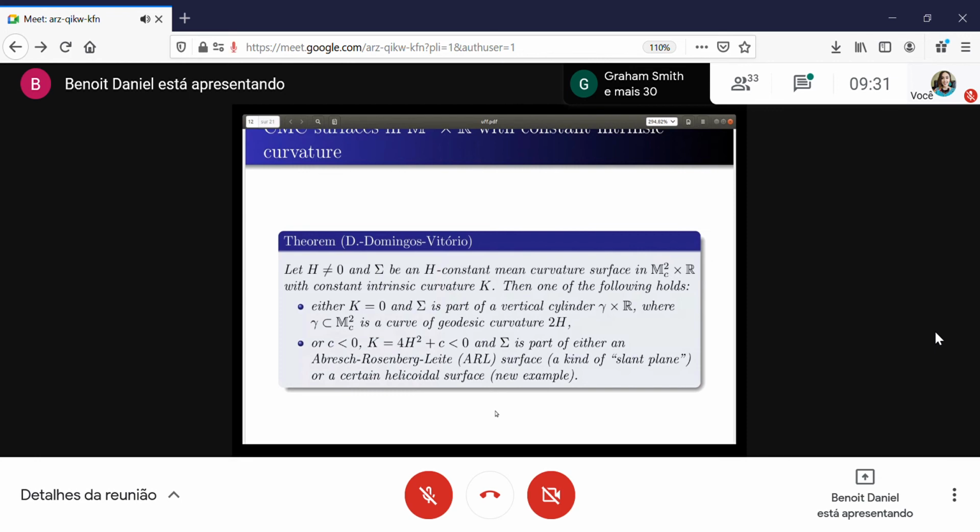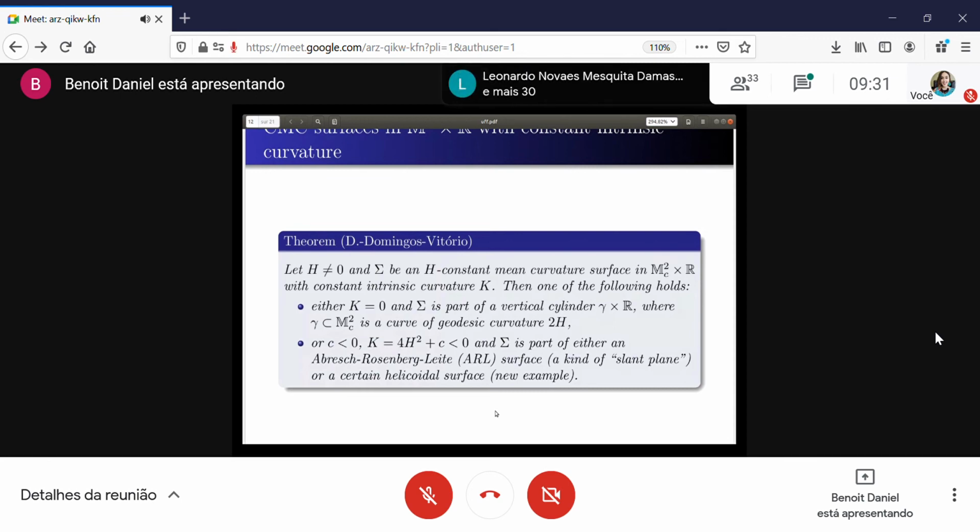And there is a new example, which I'm not going to describe, but we can compute it. It is a helicoidal surface, so it is a surface which is invariant by a one-parameter family of screw motions. And the generatrix curve can be expressed in terms of a solution of an ODE. It's not embedded.